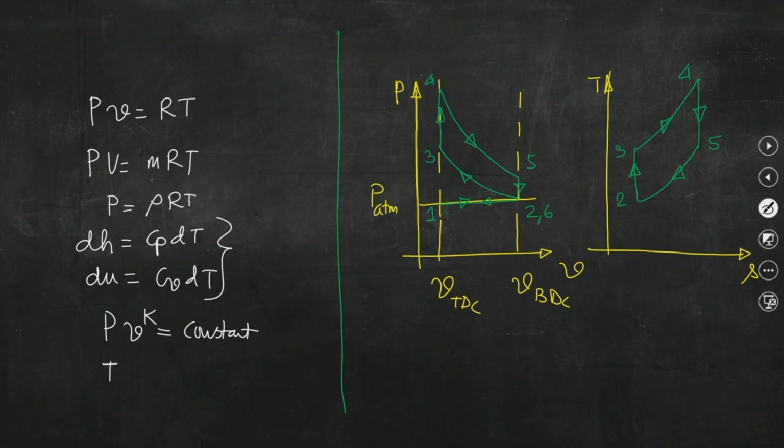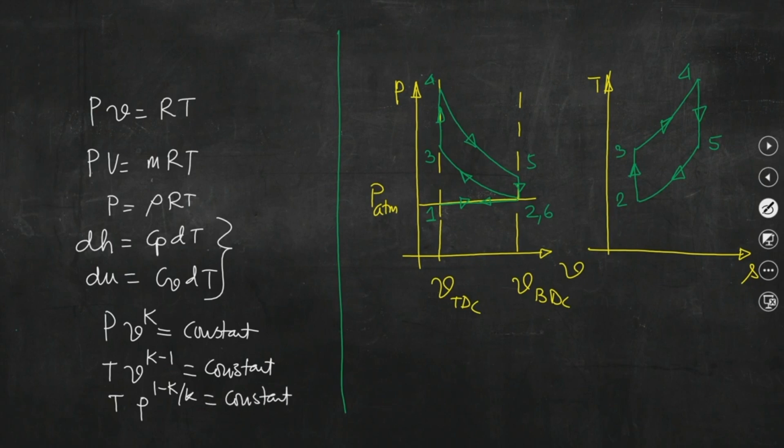We also can write T v to the power k minus 1 equal to constant. We also can write T p to the power (1 minus k) upon k equal to constant. Okay, so we can write all these expressions. We will be using all these expressions while analyzing the SI engine performance.